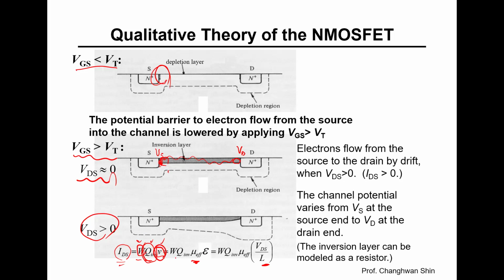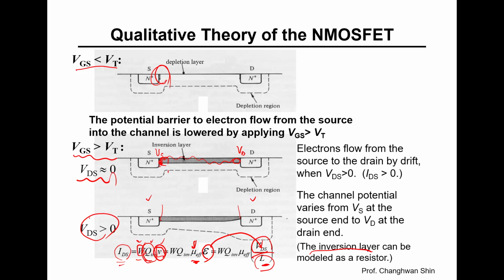And here, as we have learned in the device physics, the drift velocity is proportional to the electric field, and the coefficient can be written with effective mobility, right? And here, the electric field between drain and source can be rewritten as voltage divided by the distance, right? So here, the distance between source and drain is denoted as channel length L, and the voltage difference from drain to source is VDS, okay? So the inversion layer can be simply modeled as a resistor, okay?